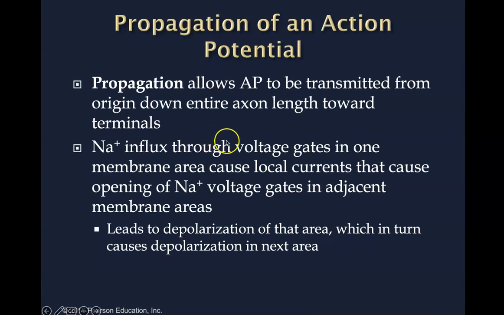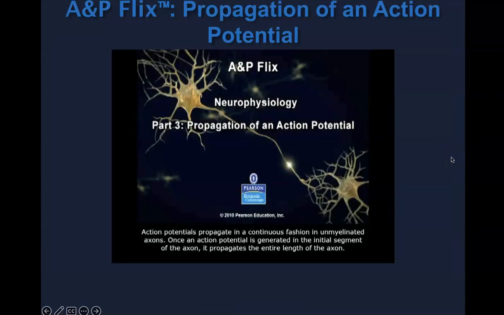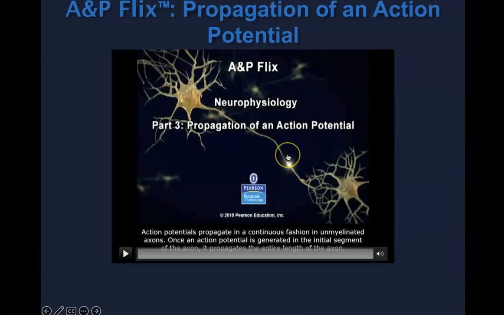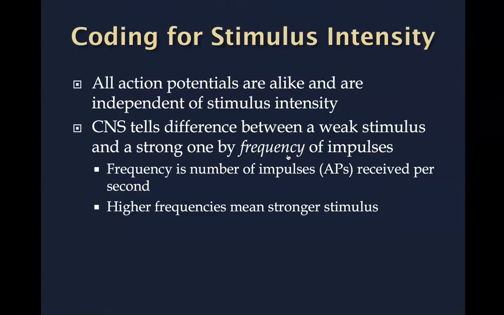Propagation is just the term that we use for the action potential being transmitted all the way down the axon. That's because the sodium influx causes depolarization in the neighboring areas, causing the neighboring sodium voltage-gated channels to open, okay? Pretty basic. This is a diagram showing you that propagation of the action potential. I have another flick on this. Please watch this. It's a really great flick. I love the Pearson flicks.